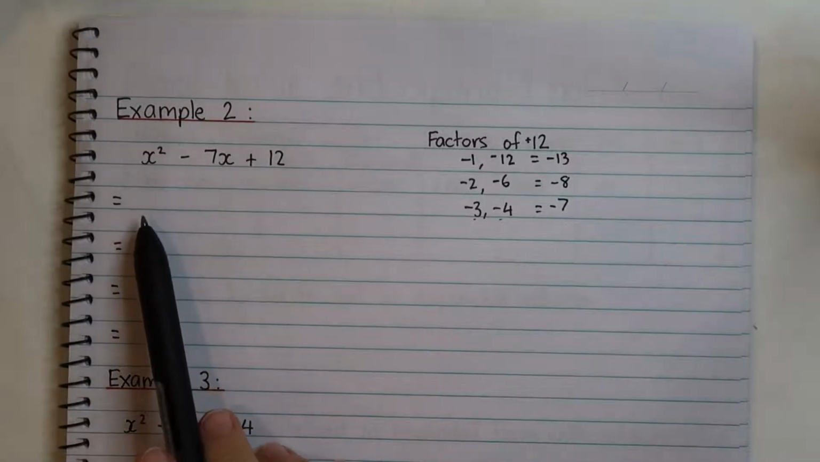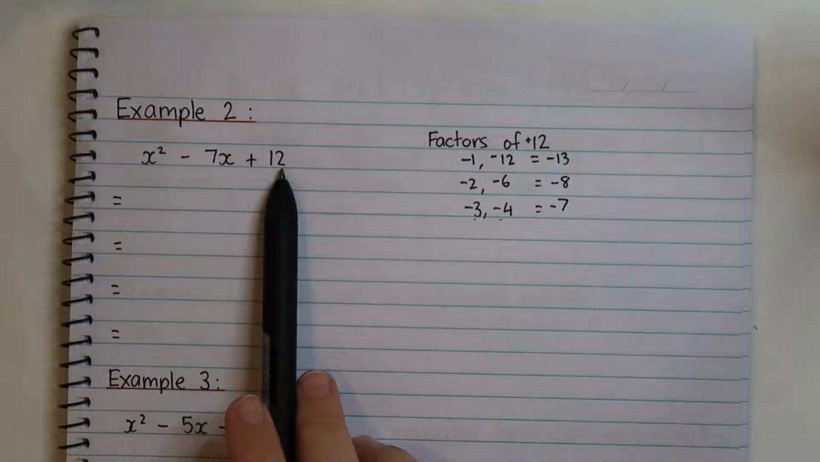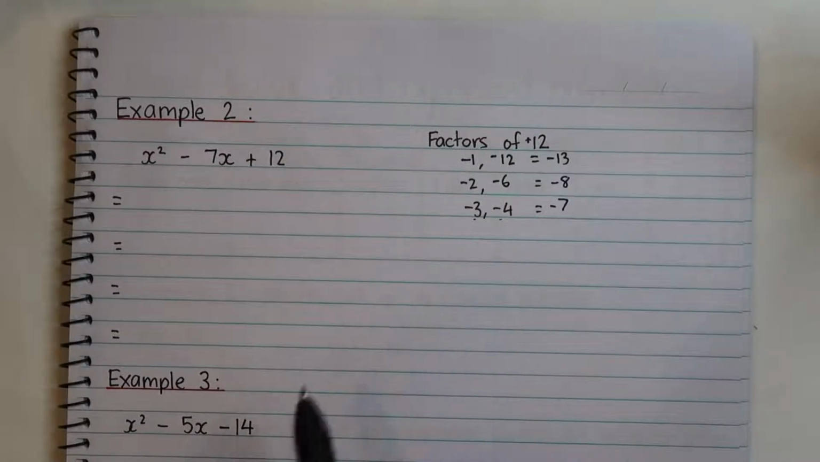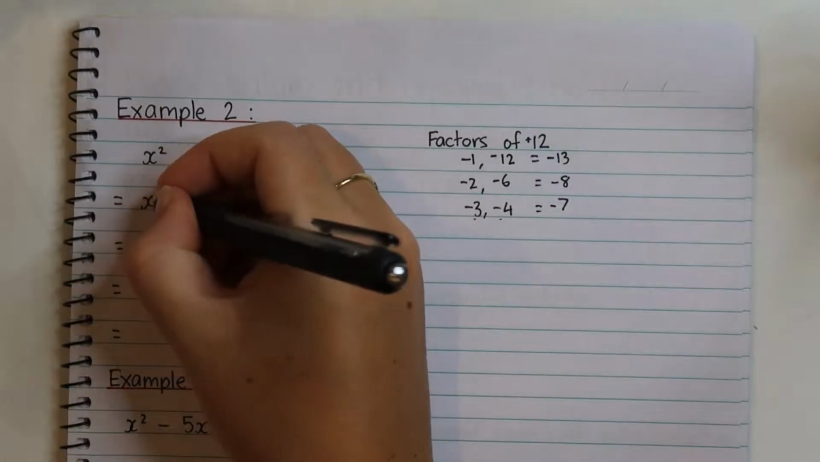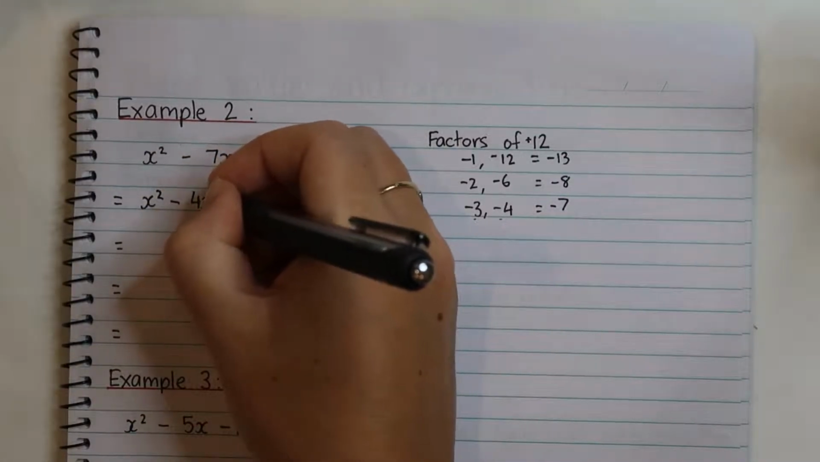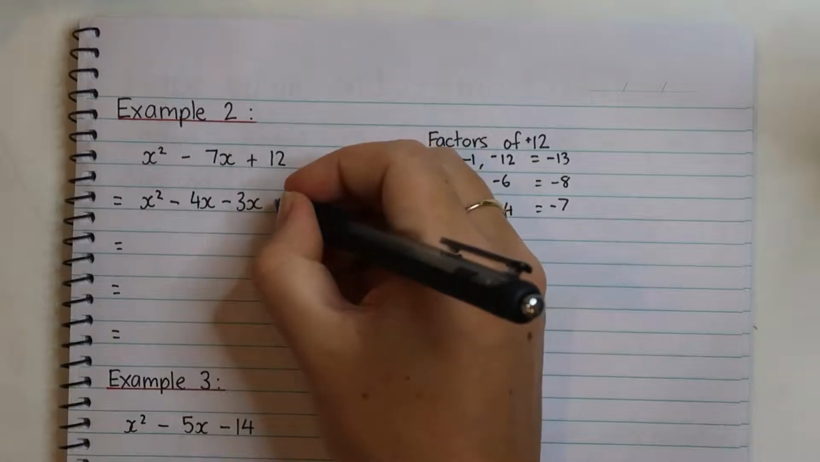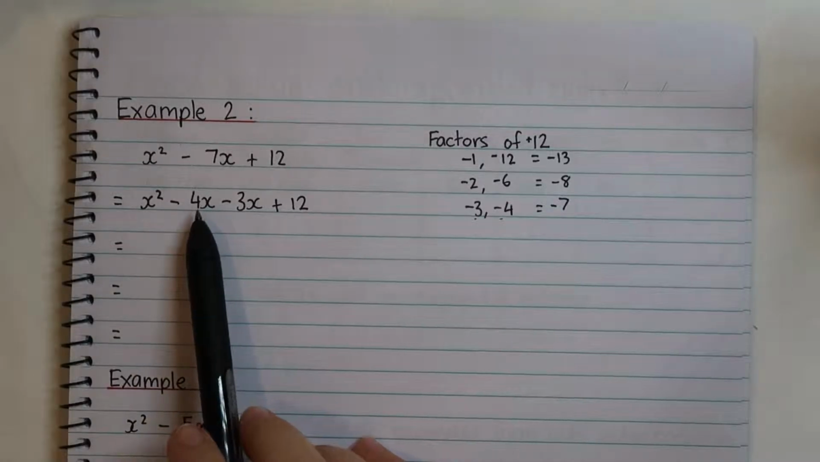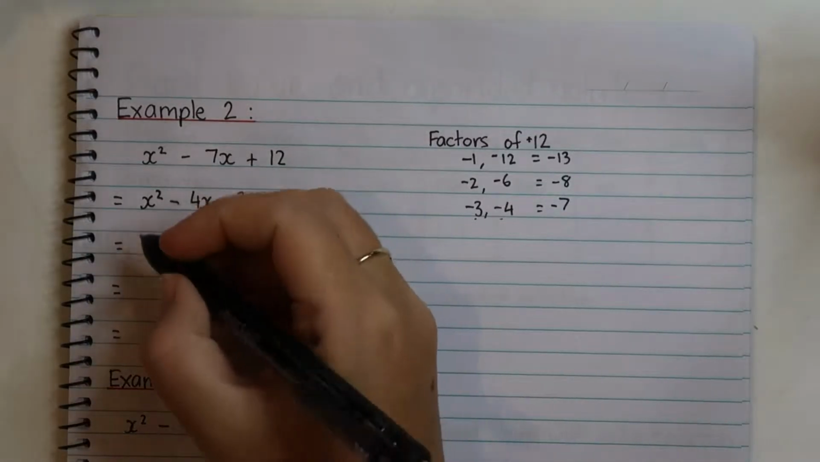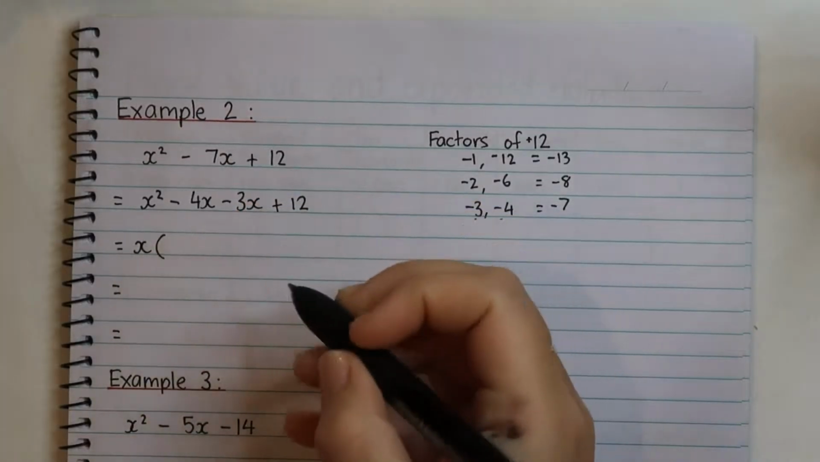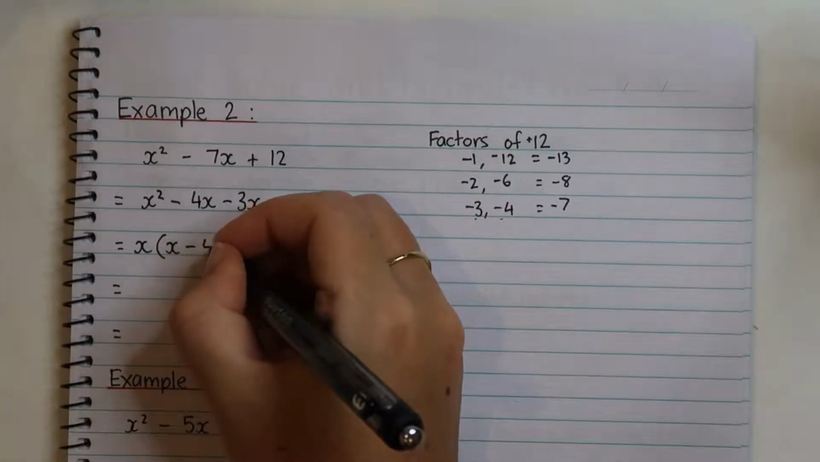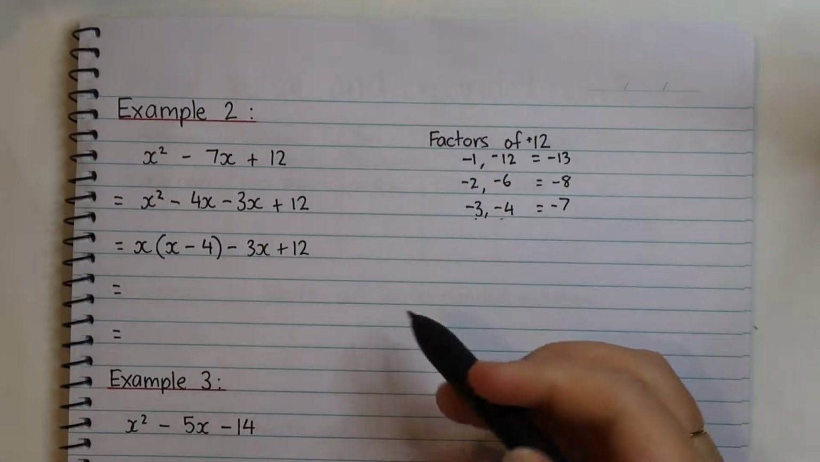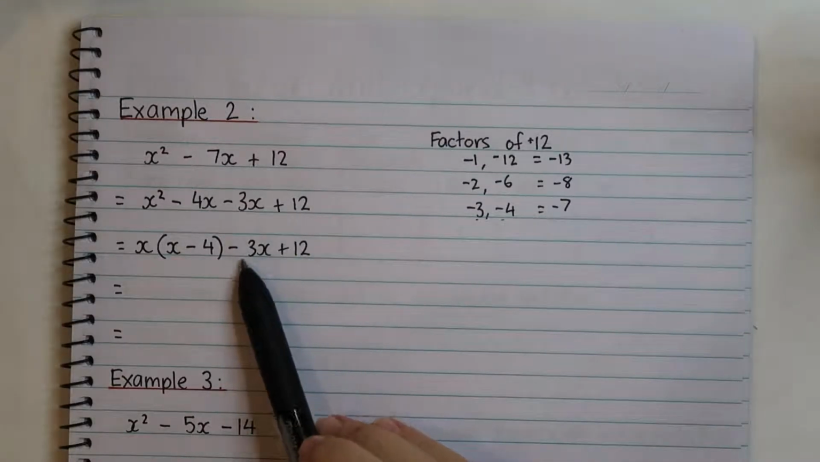So now I'm going to rewrite this expression, but instead of writing negative 7x, I'm going to write that as negative 3x minus 4x. So x squared minus 4x minus 3x plus 12. So now I'm going to factorise the first two terms. The common factor is x. So I take the x out the front of my brackets and I'm left with x minus 4, minus 3x plus 12.